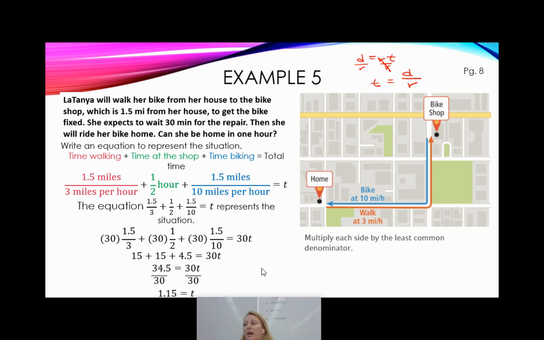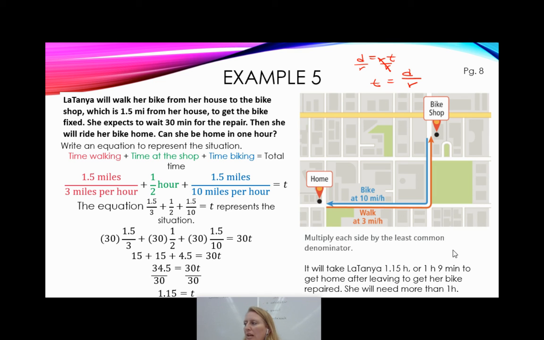1.15. Oh, so to walk to the bike shop, wait around to get it repaired, and then ride her bike back is actually going to take 1.15 hours. If you're really diligent, you may have figured out that was 1 hour and 9 minutes. If you don't believe me, 0.15 times 60, you get 9 minutes. So it's actually going to take her 1 hour and 9 minutes to get home after leaving to get her bike repaired. She's going to need a little more than an hour. Not a lot, but a little.